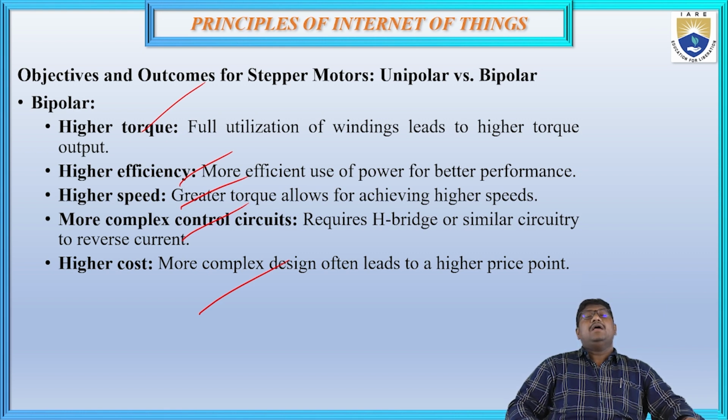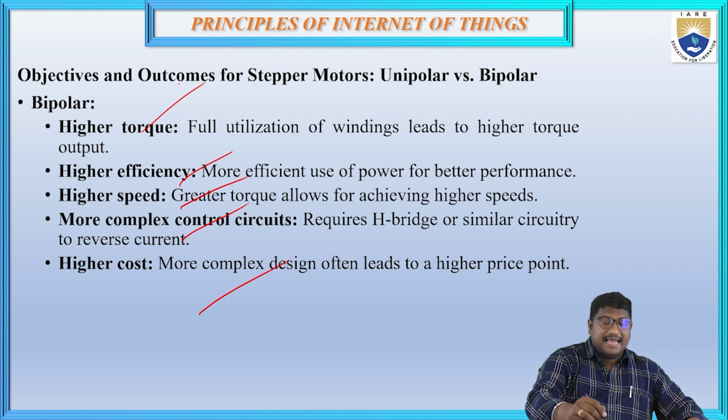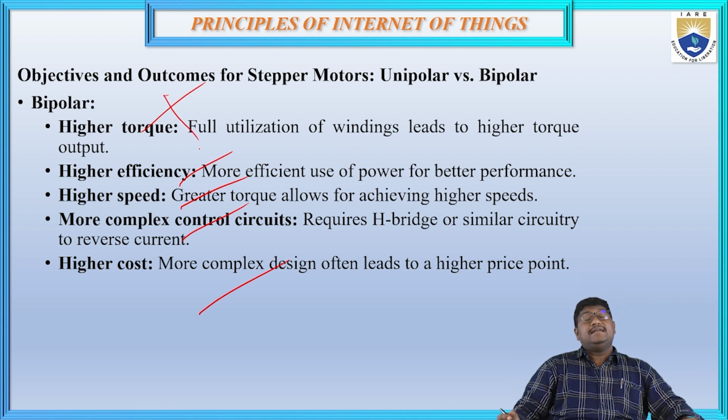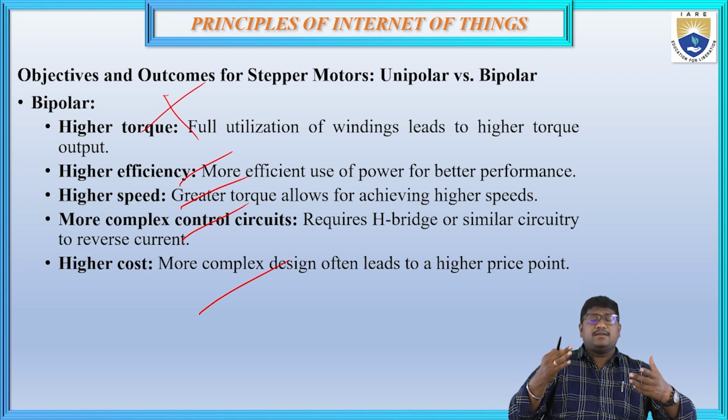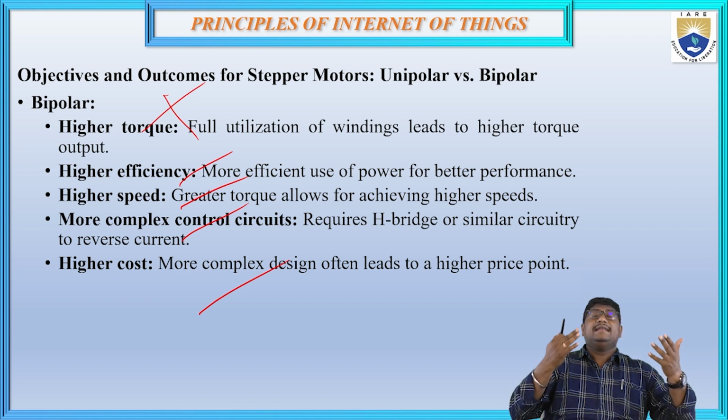The first outcome we achieve in a bipolar stepper motor is higher torque. As I told you, when compared with unipolar, in bipolar we get high torque, high efficiency, and high speed, but we are using more complex designs and the cost is also increasing. Why? Because we are using the maximum, the highest things. So for that purpose only, everything is in a higher format.